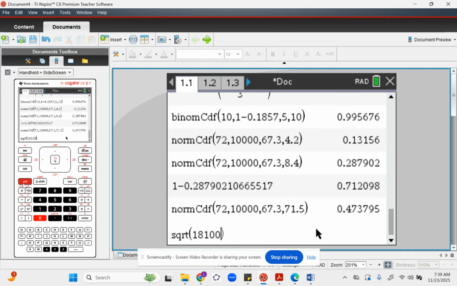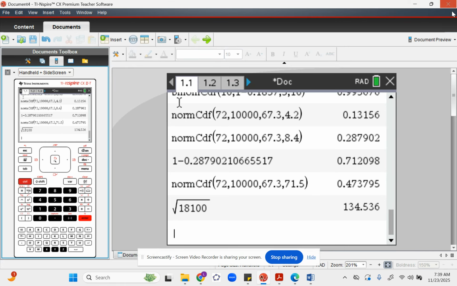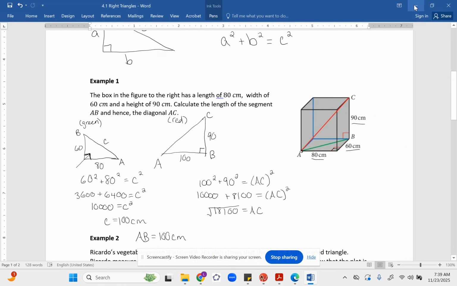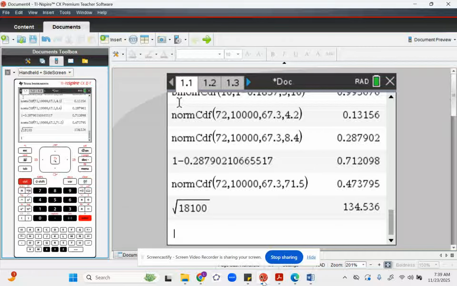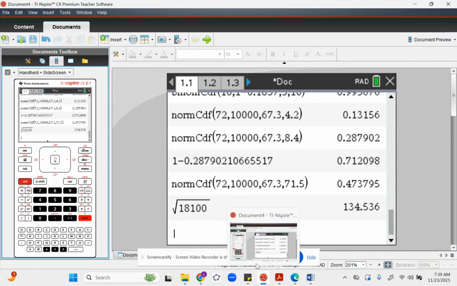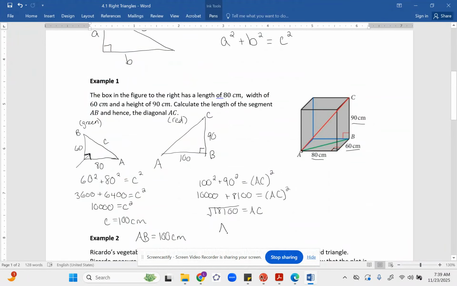The square root of 18100. And you should get that the length is 134.5. Or if you want to round to 3 sig figs, 135. But you can always leave more than 3 sig figs. So I'll say AC is 135 to 3 significant figures, centimeters. Make sure that makes sense logically. It's the hypotenuse. The other two sides are 90 and 100, and it is longer than those two sides. So that confirms what I expect it to be.